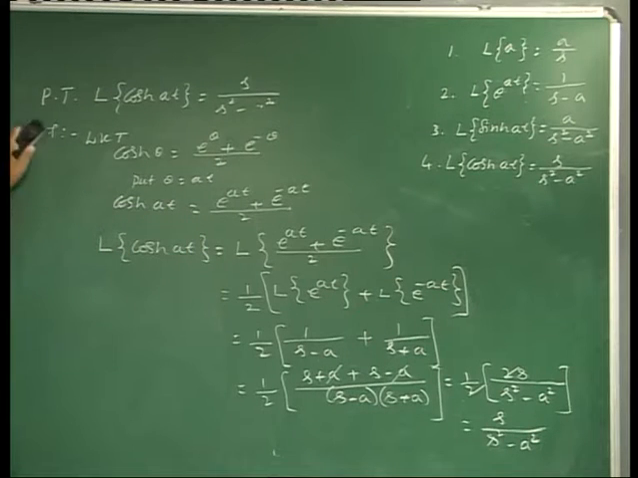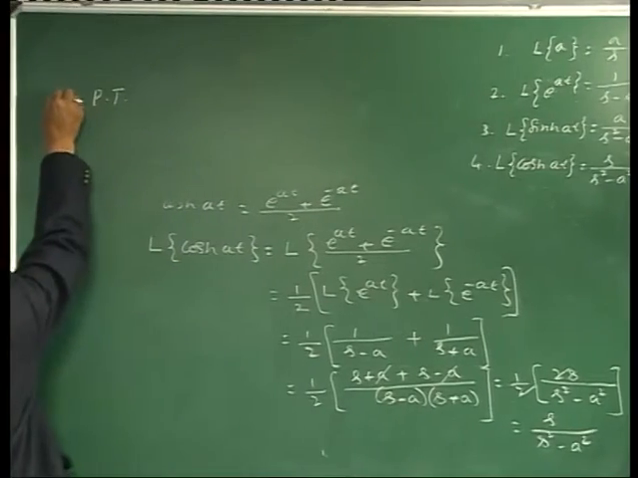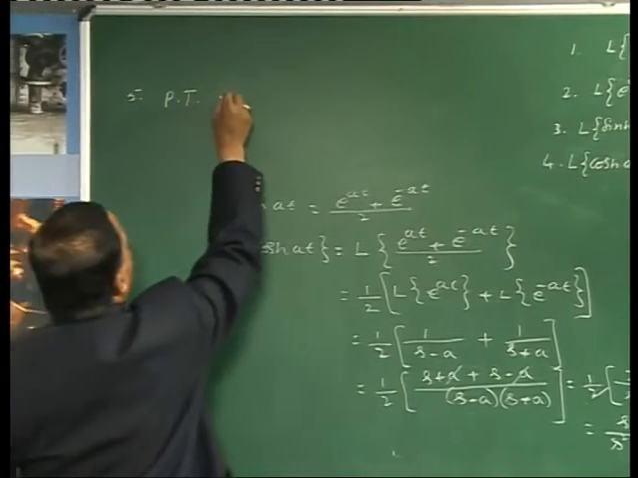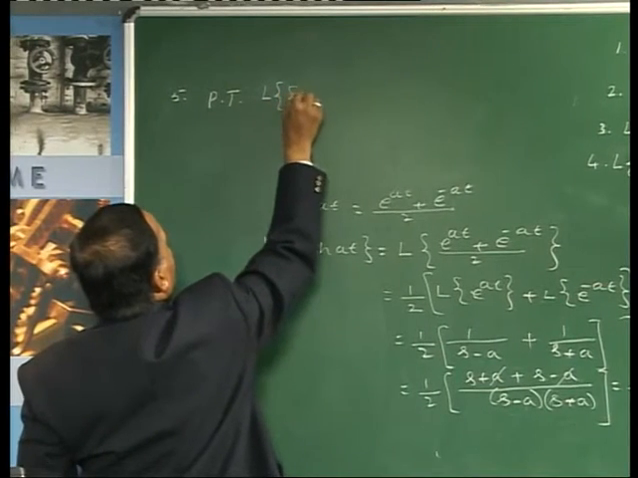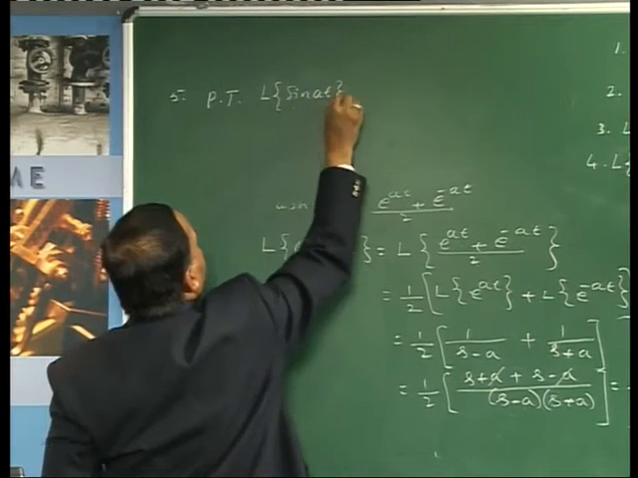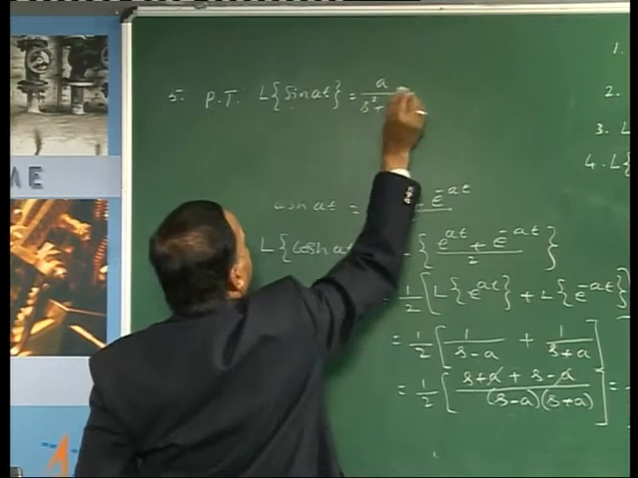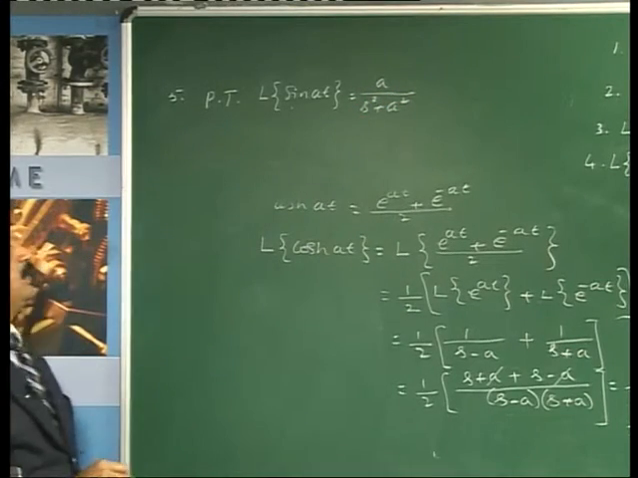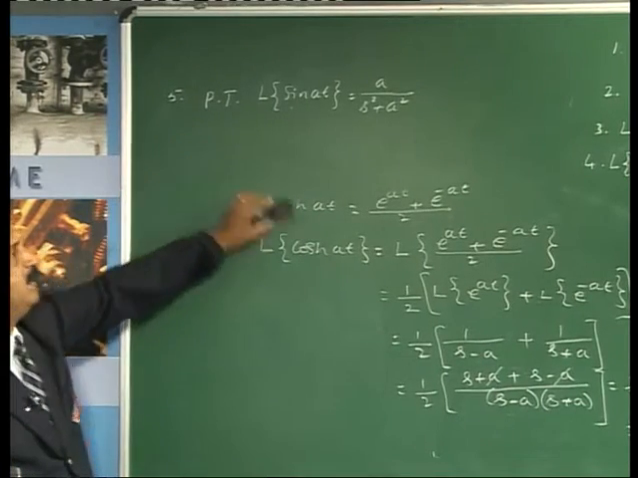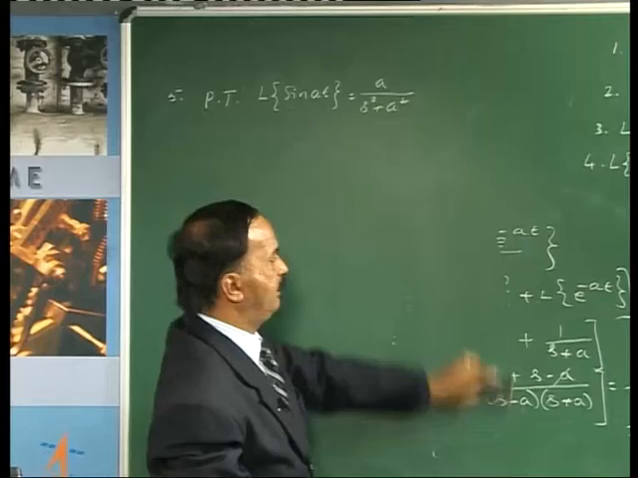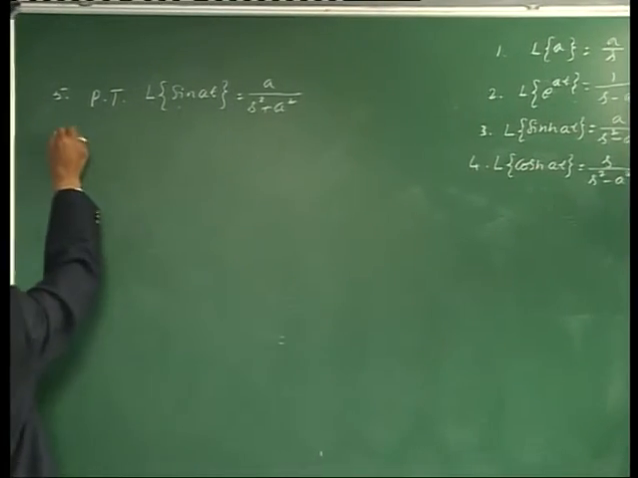Next, number 5. Prove that L of sin hyperbolic at is equal to a by s square minus a square. Proof.